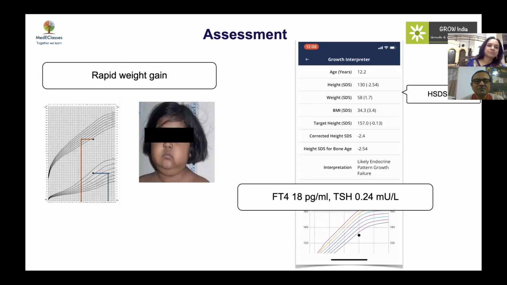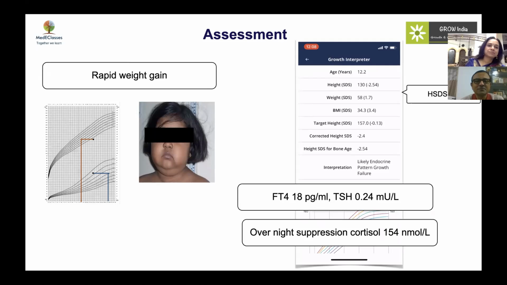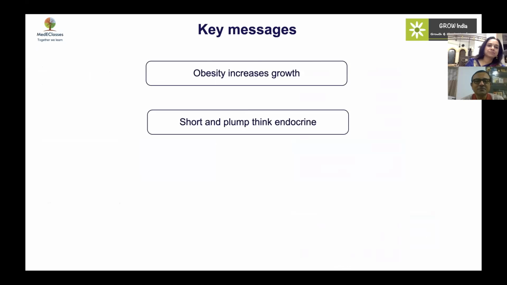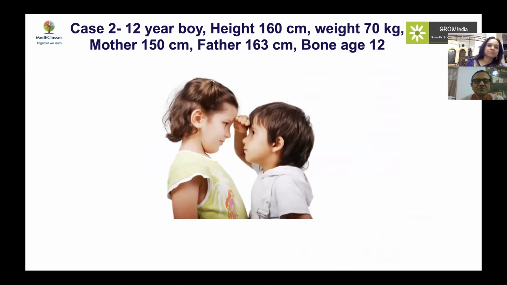So while a large majority of these individuals will actually be physiological, pathological causes are there which we have to really look at, especially if there is an issue of growth failure. So obesity increases growth. If you have a short and plump child, think of hypothyroidism, Cushing syndrome, pseudohypoparathyroidism, Turner syndrome, and other rarer possibilities, and height becomes absolutely important.